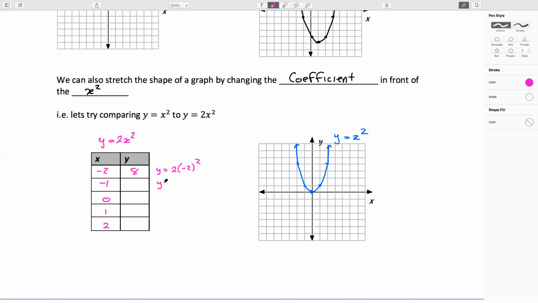The next line will be y equals 2 times minus 1 squared, which is 2 times 1, or 2. Next one will be y equals 2 times 0 squared, which is 0. Next one will be y equals 2 times 1 squared, which is 2. And the last one will be y equals 2 times 2 squared, which is 8. Okay, so we can now graph this over top of the other function, but our points are a little different.